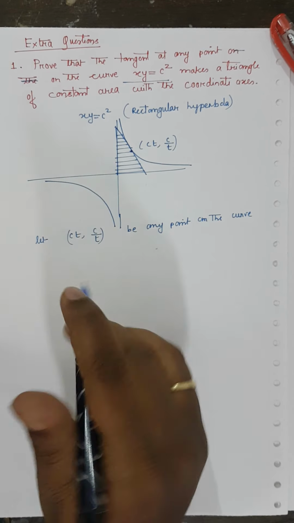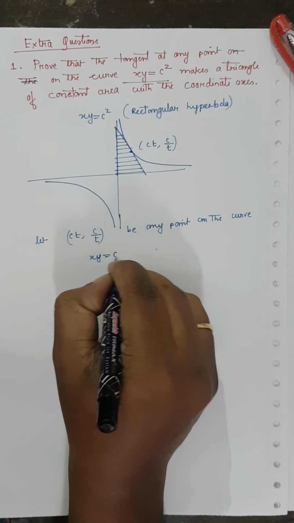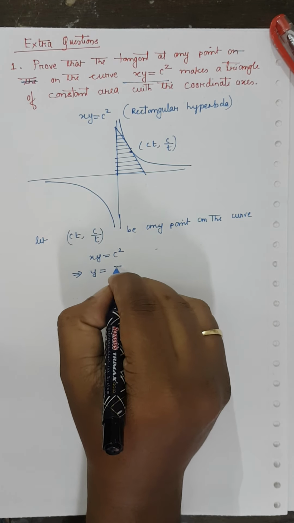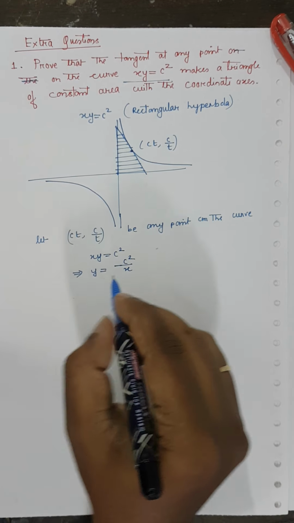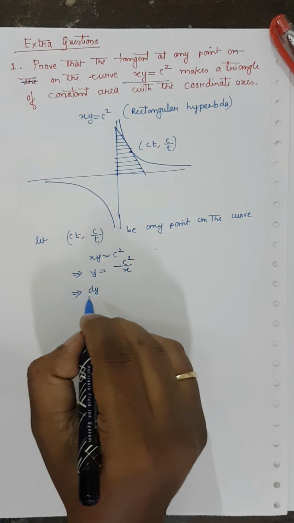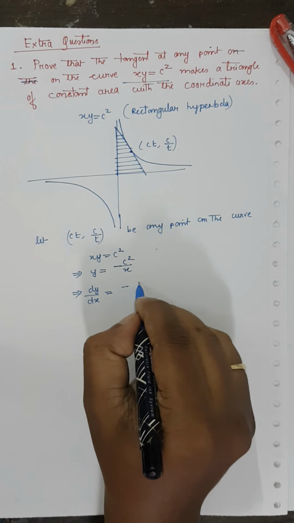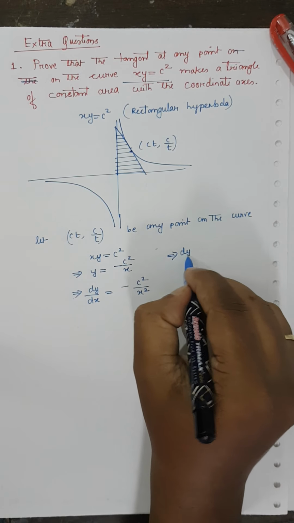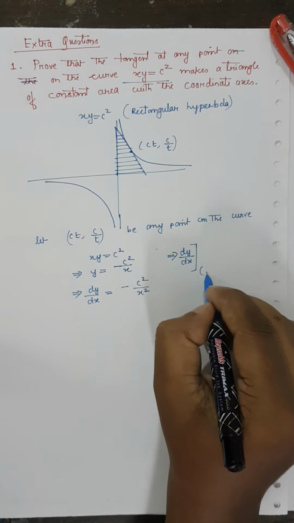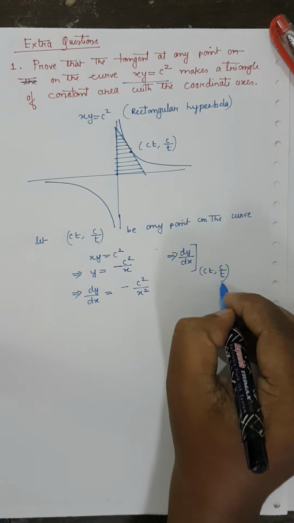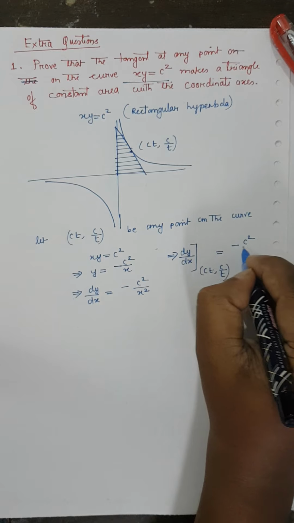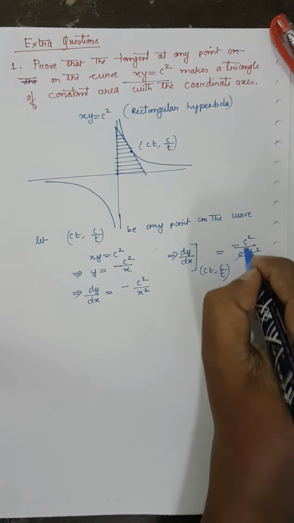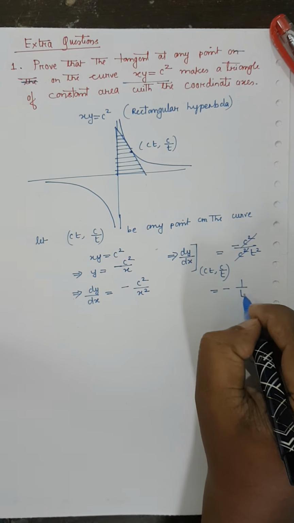The given curve is xy = c². So y = c²/x. If you differentiate, you'll get dy/dx = −c²/x². Now the value of dy/dx at the point (ct, c/t) will be −c² over x², where the value of x² is c²t². So c² is cancelled. It is −1/t².